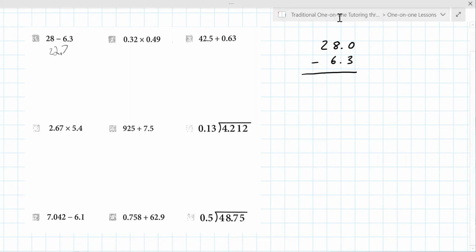And since the 0 is smaller than 3, you have to borrow from the 8. So the 8 becomes a 7, and then you have 10 there. So the 7 is correct. No, it'd be a 21. So 21.7, not 22.7. That's right. Yeah, I just didn't borrow from the 8.